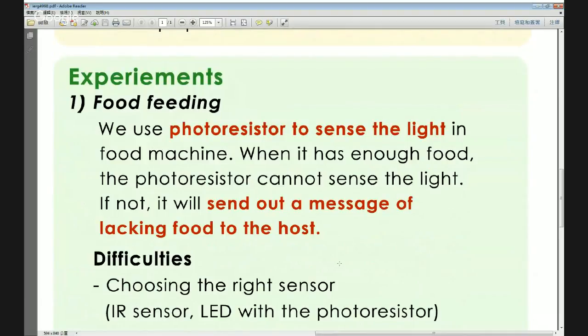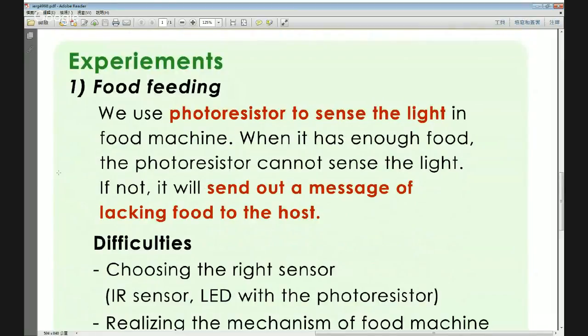Here is the experiment part. I will introduce the first part, food feeding. In the past 2 weeks, we decided to do the food feeding and the water refilling parts first, and we set up the wireless connection between two Arduinos. The other 3 modules will be finished in the next semester. Here we are going to introduce the food feeding and water refilling hardware modules.